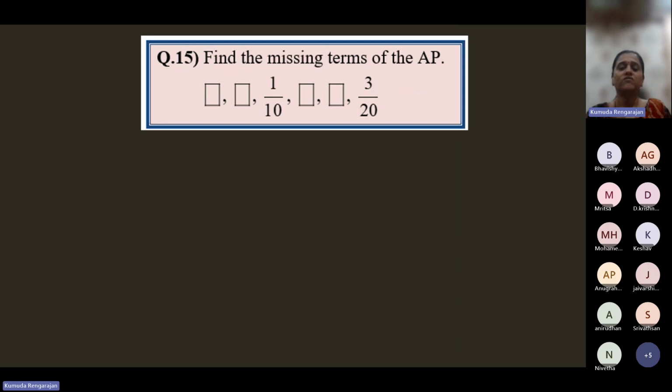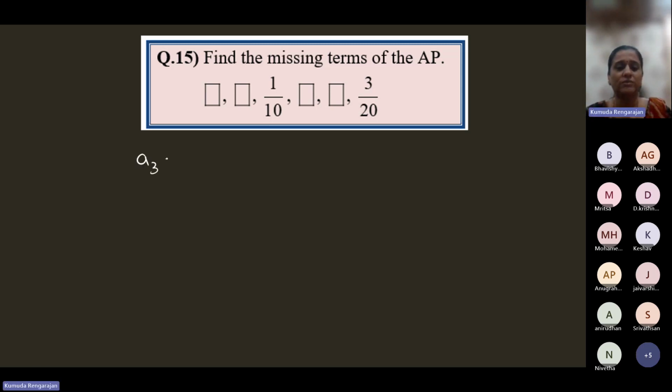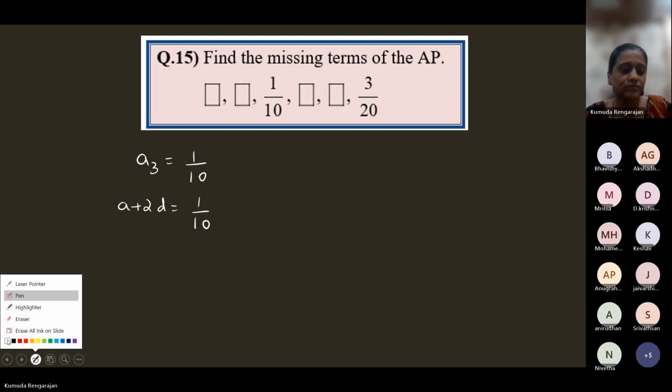The next question, find the missing terms of the AP. You can see the first term is missing, the second term is missing, the third term is 1 by 10. The third term is 1 by 10, meaning a plus 2d is equal to 1 by 10. Fourth term we don't know. Fifth term also we don't know.